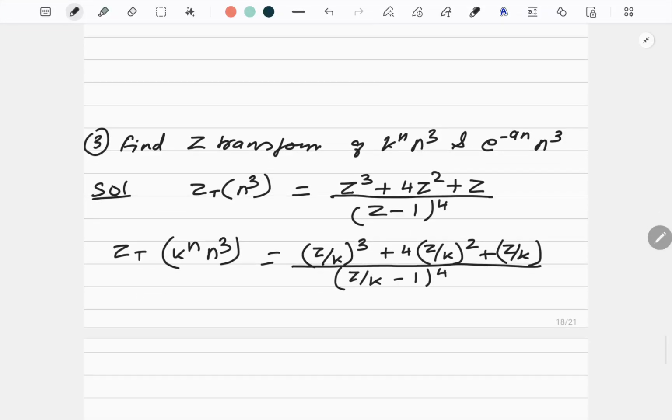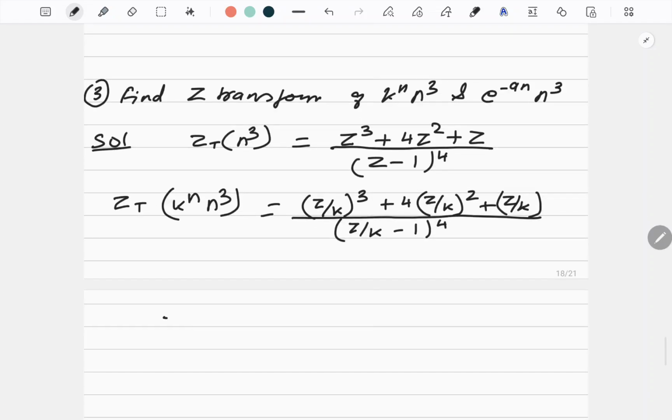Now let us simplify this by taking LCM. Don't make a silly mistake in doing the LCM, so do it very carefully. See, in the numerator, the highest power of k is k cube. So k cube will be the LCM. So z cube plus 4z square. Now here it is k square, so 1k will come. Plus here 1k is there, so k square will come. That is what we do in the LCM, right? And this k cube will come here.